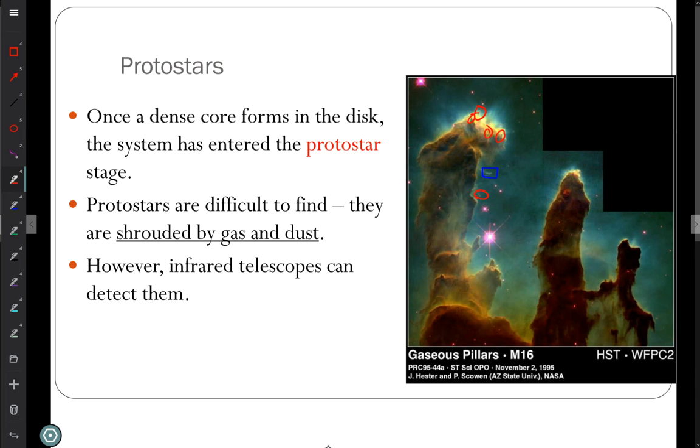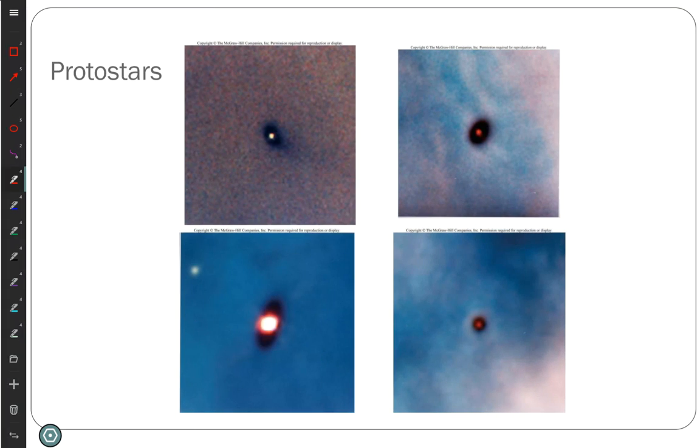And last thing, infrared telescopes can detect the protostars inside of those little eggs. Aww. Little babies. Yes, yes. Here's some pretty pictures of protostars. I could look at these all day and still not know what I'm looking at.